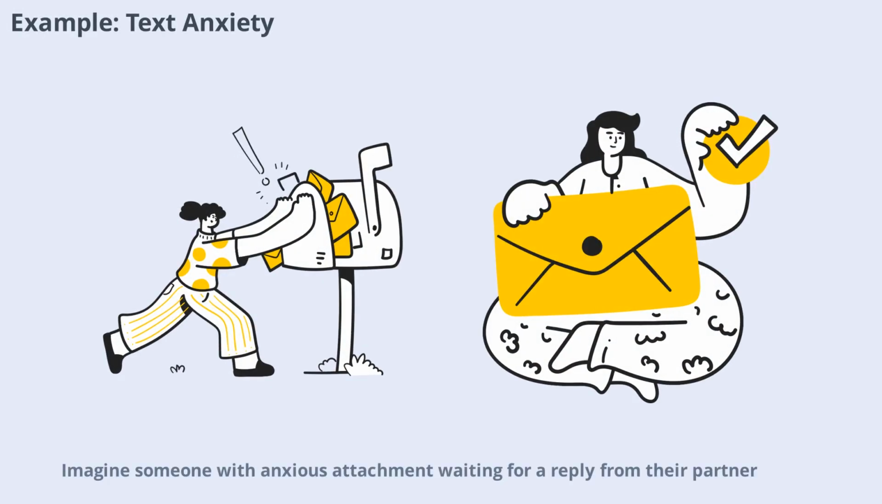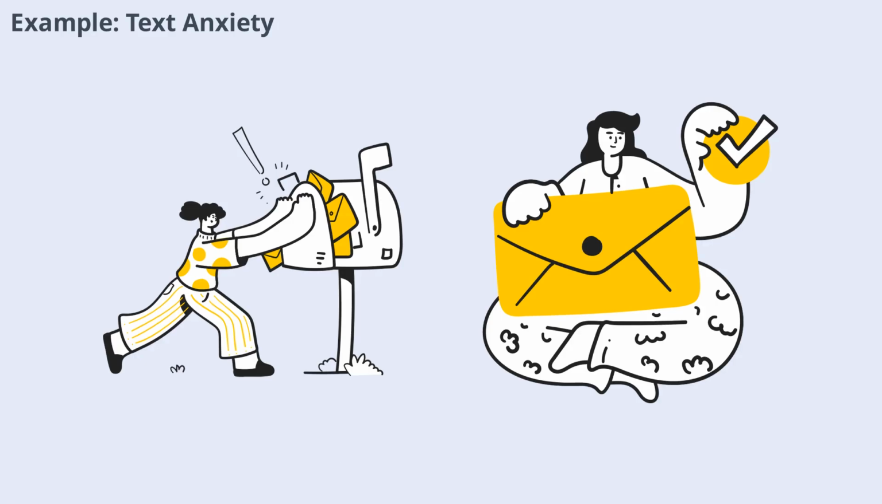Imagine someone with anxious attachment waiting for a reply from their partner. As minutes tick by, worry sets in. They might bombard their partner with messages, interpreting the silence as a sign of disinterest or rejection. This reaction isn't about the partner's actual behavior. It's a reflection of deep-seated fears rooted in early caregiving experiences. Understanding this helps explain why some people react so strongly to everyday relationship stressors.